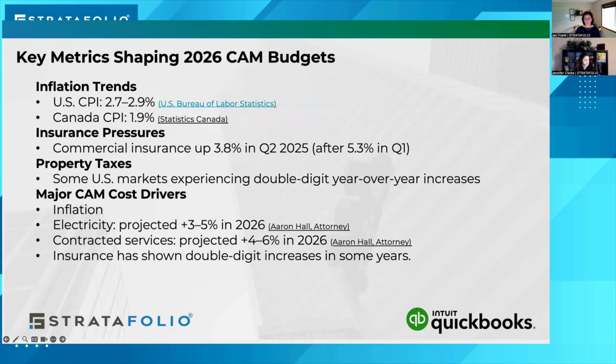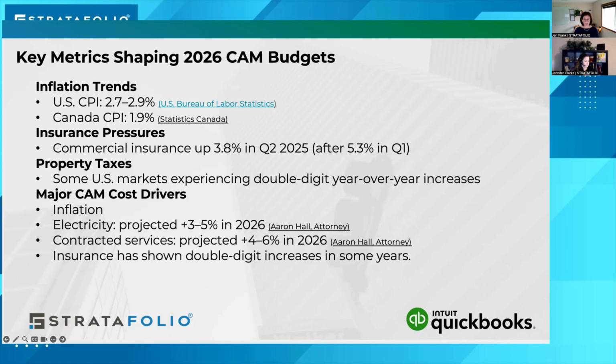Commercial real estate insurance is continuing to go up. You can see that in the last quarter of 2025, it went up 3.8% for the quarter, 5.3% in Q1. So it is something that everyone needs to keep an eye on as they are making their projections for the following year. Property taxes vary wildly from state to state, district to district, so you are going to need to look at your very specific situations to see how you may be impacted. But in some cases, there have been double-digit year-over-year increases. So it is something to keep an eye on.